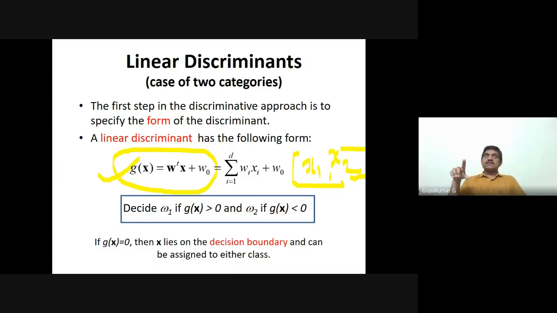And now there is a condition left, that is g of x equal to 0. We know that whenever a point lies on a particular equation or a curve or surface, in that case you will have g of x equal to 0. So that means you cannot say whether this corresponds to W1 or W2. So it's better to consider that as undetermined, or handle the situation in whatever way you choose. Okay, so that is a very, very basic thing. I think you can easily follow this equation.